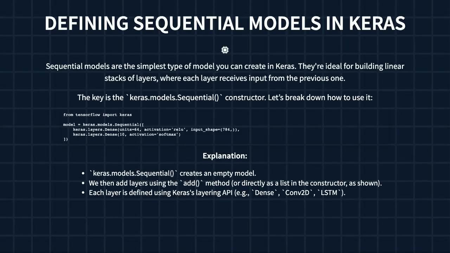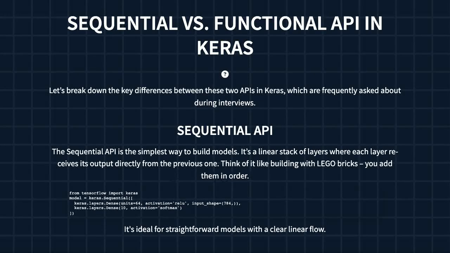Okay, let's talk about defining a sequential model in Keras. It's really straightforward. A sequential model is essentially a chain of layers stacked on top of each other. It's the most basic type of Keras model and perfect for building simple neural networks where data flows linearly from one layer to the next. You create one using keras.models.Sequential. Then, you add your layers, like dense or convolutional layers, to this chain using the add method or by directly listing them in the constructor, as we see here with an example that creates a model suitable for processing images from MNIST.